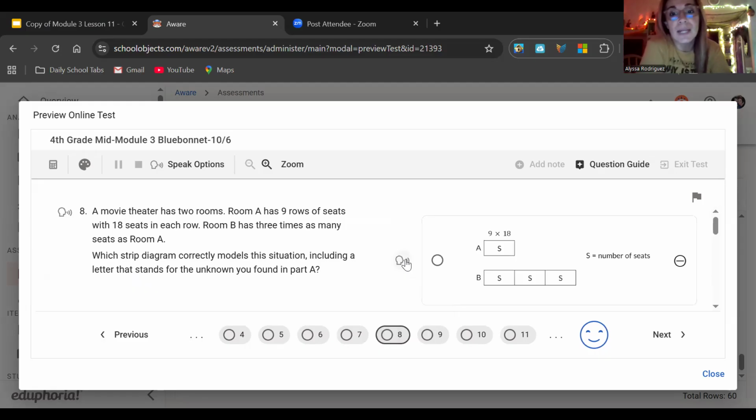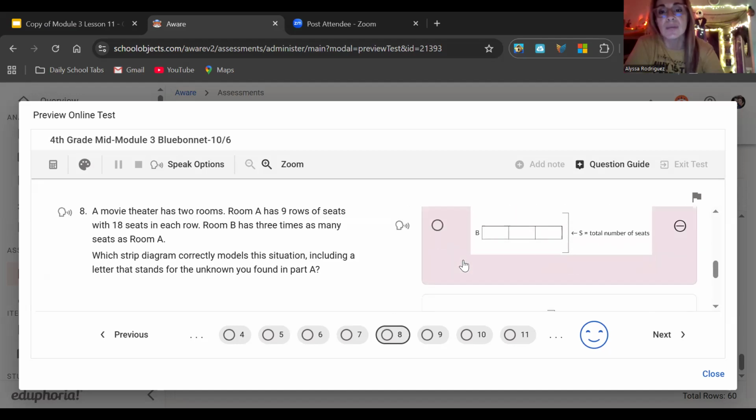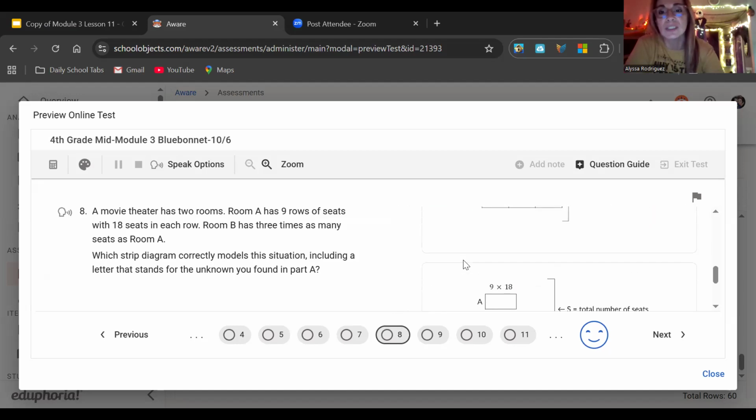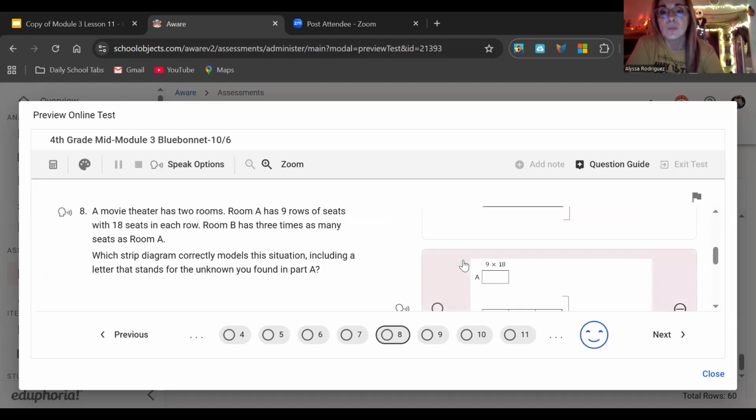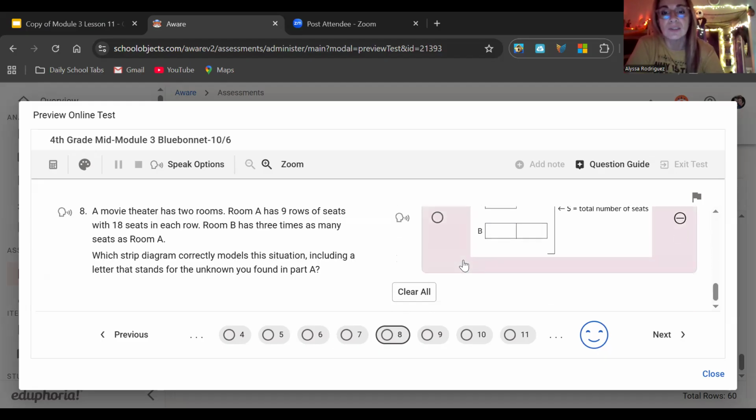Okay, number 8 says, a movie theater has 2 rooms. Room A has 9 rows of seats with 18 seats in each row. Room B has 3 times as many. Which strip diagram? Okay, so this is the same answer, but now it's asking us which strip diagram is going to help us answer that question. So I kind of gave you a hint a while ago. So look at the picture and see which one would be used to answer that question. And then you just click on the right one.